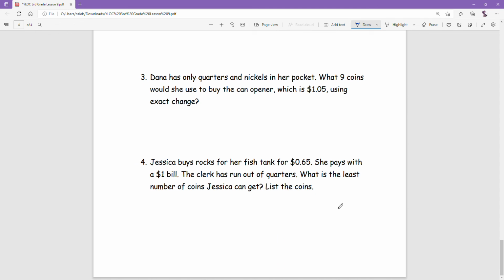Let's look at our last problem here. It says Jessica buys rocks for a fish tank for 65 cents. She pays with a $1 bill. The clerk has run out of quarters. What is the least number of coins Jessica can get? List the coins. So first we're going to find out her change.